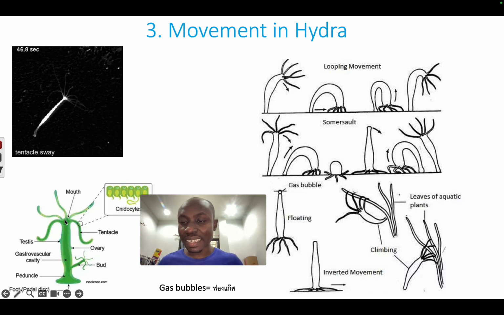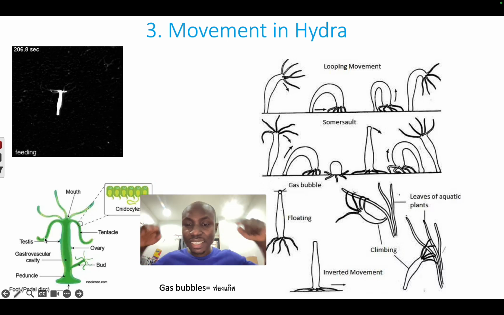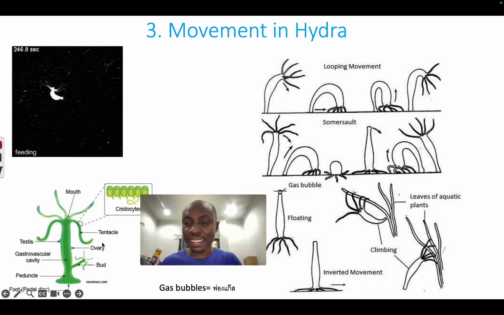It has one opening, which we call the mouth, where it can get the food. And around the mouth, we have these structures we call tentacles. And it has different parts, but I want you to look at this part called the foot or the pedal disc. Okay, so a mouth, tentacle, and pedal disc.